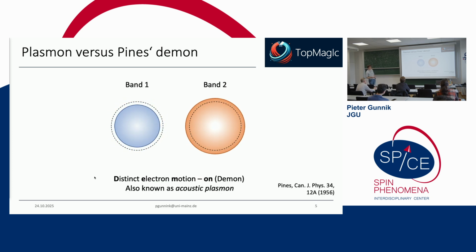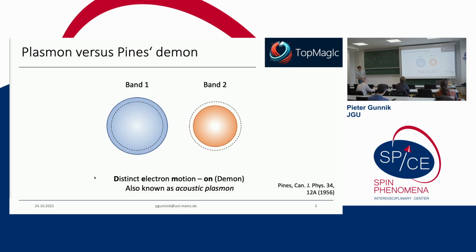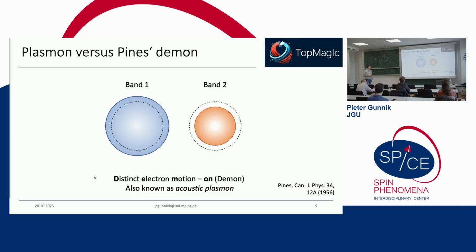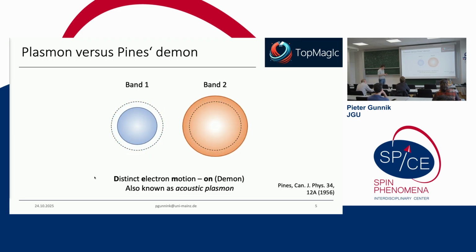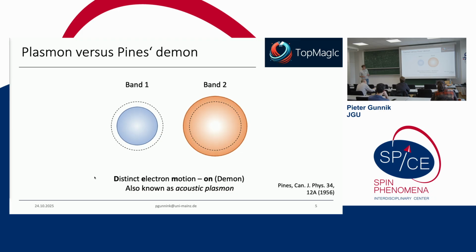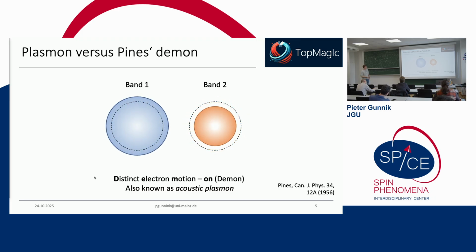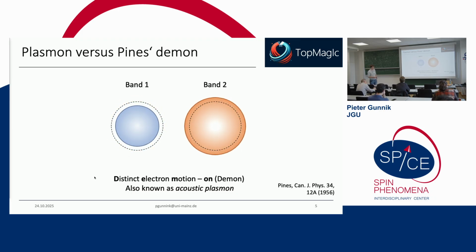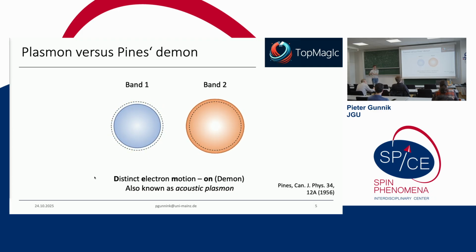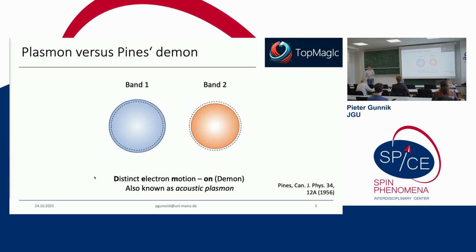And so what Pines then asked, in 56, is what happens if you have two bands but they're non-degenerate, so they have slightly different properties, like different Fermi velocities. You can also generate these out-of-phase oscillations. So he called these things demons because it's sort of backwards. I think his logic was he wanted to name a particle after Maxwell, who didn't have a particle named after him. So he called it a demon and then made up this backward acronym. Make of that as you will.